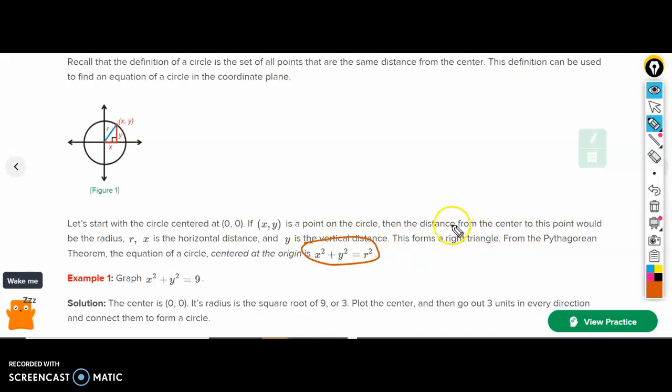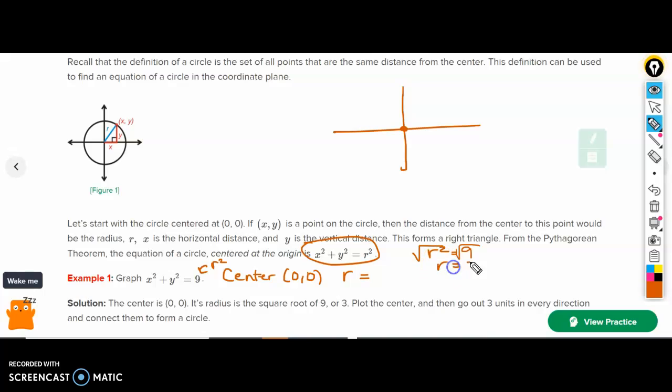Okay, so when we're graphing this, here's my coordinate plane. My center is at 0, 0. Let me look at the example. x squared plus y squared equals 9. Okay, so x squared and y squared, that means my center is at 0, 0. And my radius is going to be, well, here it's r squared. So if r squared is 9, then the radius is going to be 3.